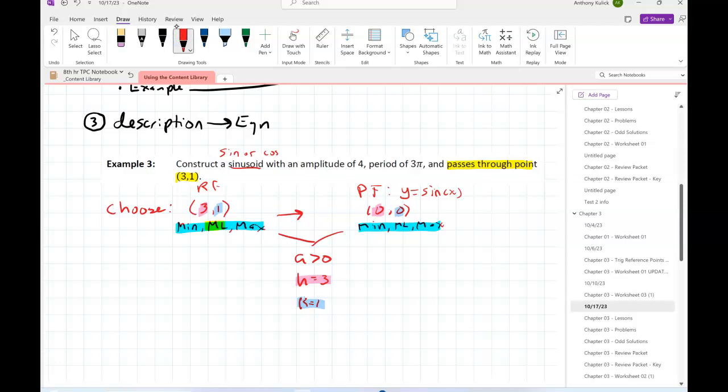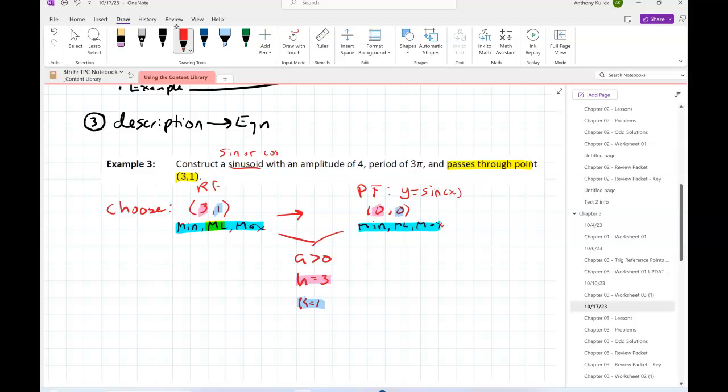Whenever I'm given the option to choose what kind of point I want to make, where I want that point to appear on my graph, I'm always going to pick it to be a midline point, because when I do that, I get the h and k for free. They just, boop, they're right there. Is everybody okay with that?